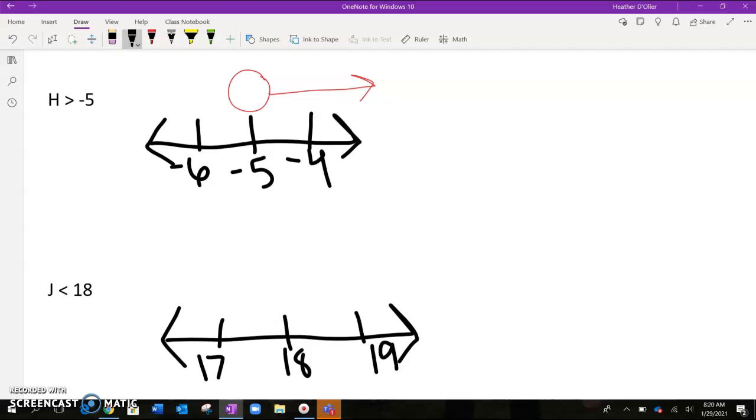It's j is less than 18. So I know it's an open circle. And with positives, it's a little easier. We're like, okay, I know 17 is less than 18. So it goes that way.